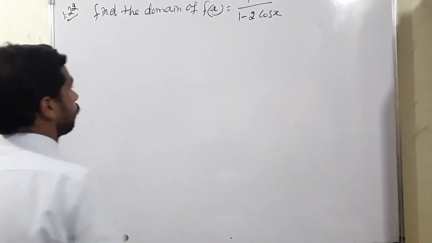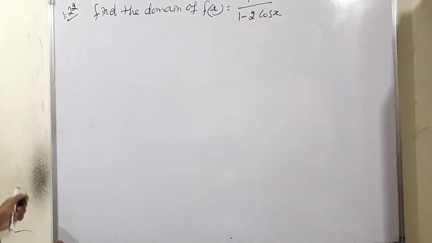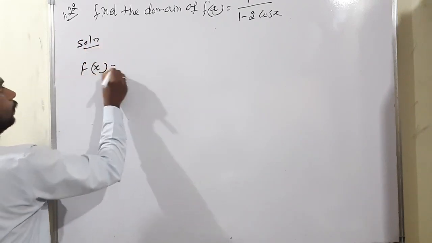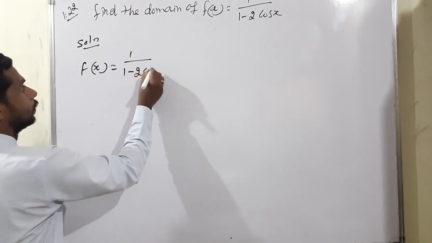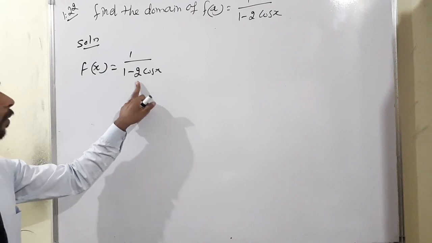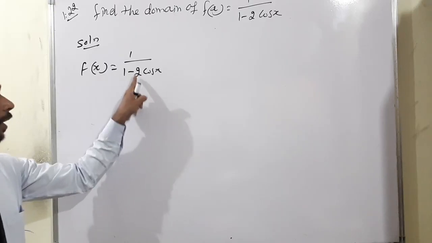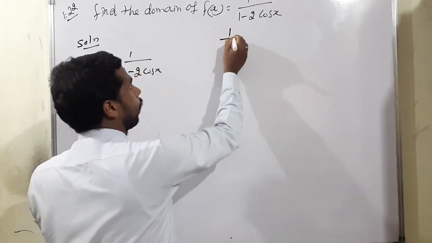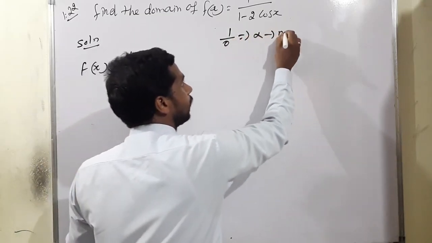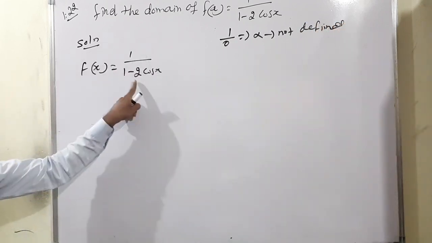Example 1.2. Find the domain of f of x is equal to 1 by 1 minus 2 cos x. So solution, the given function is f of x is equal to 1 by 1 minus 2 cos x. So all the real values are possible except where the denominator is 0. Why am I saying it's not equal to 0? If you divide by anything with value 0, that is 1 by 0, what will the output be? It's infinity. If the result is infinity, it is definitely not defined, isn't it? That's why all real values are possible except 0.